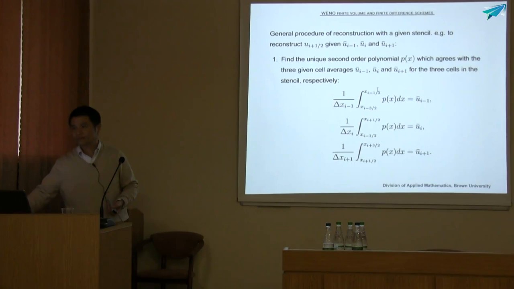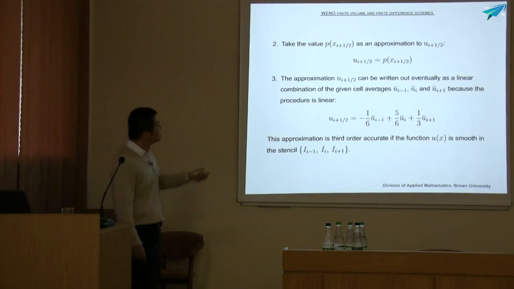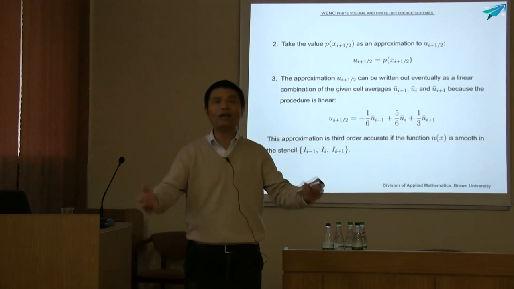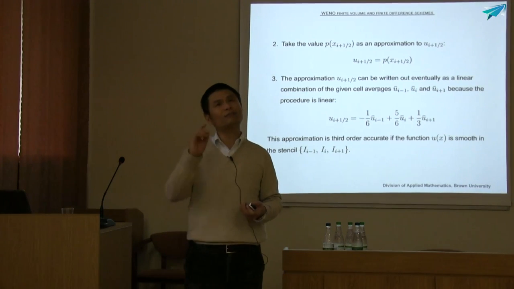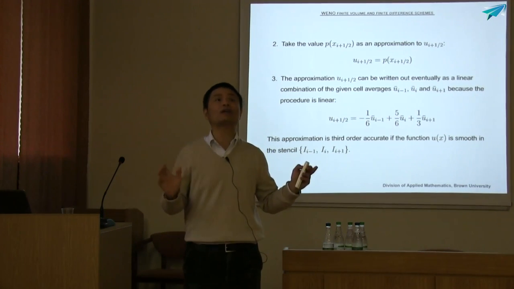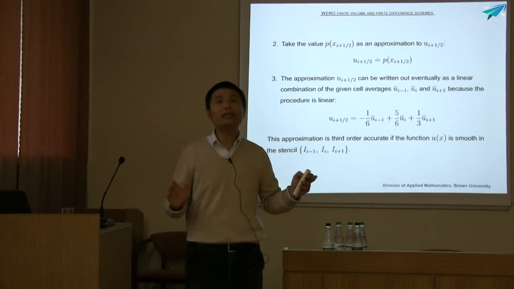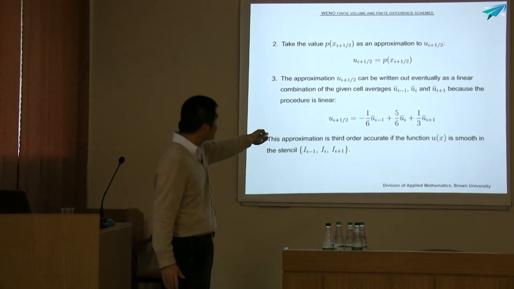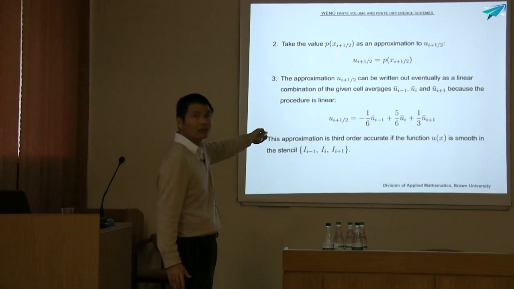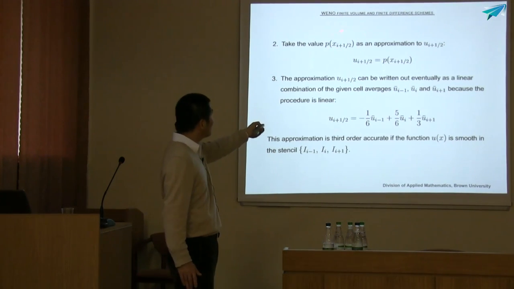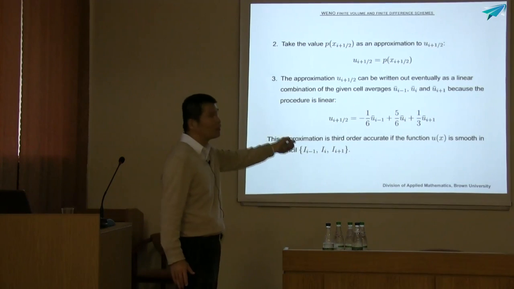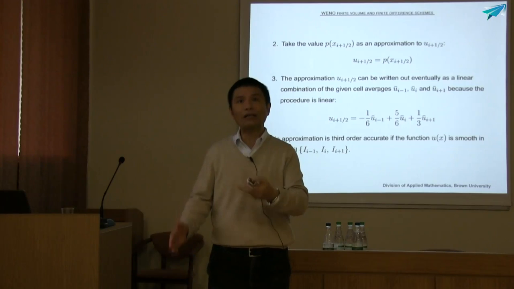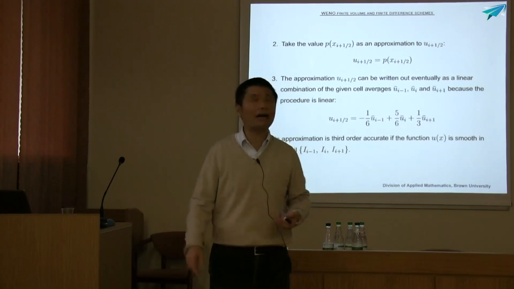As a matter of fact, in many applications, for example, in writing down the finite volume scheme later, I don't need p(x) per se. I don't need this polynomial. I only need the value of the polynomial at some given point, for example, at I plus half. This is because this value approximates the value of the unknown function u at the cell boundary x sub I plus half.